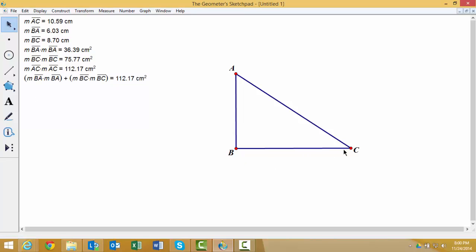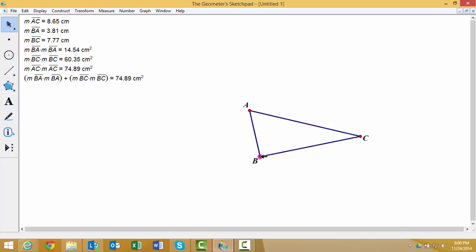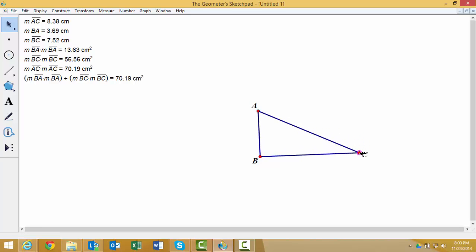Now let me just move the triangle. Let me move it like that. Now you see that again the hypotenuse squared is equal to the sum of the squares of the two sides. Let me move this, so you see the same thing. Then I move this, again you see the same thing. Let me move this, then you see the same thing. So we have demonstrated using Sketchpad that the square of the hypotenuse is always equal to the sum of the squares of the two other sides in a right triangle. Okay?